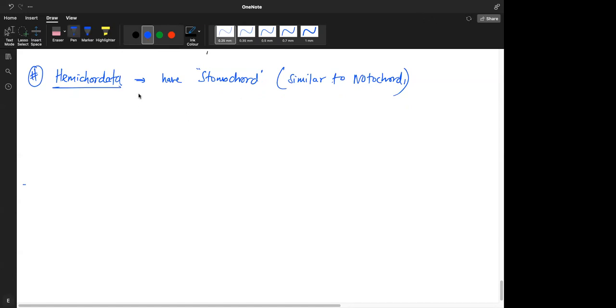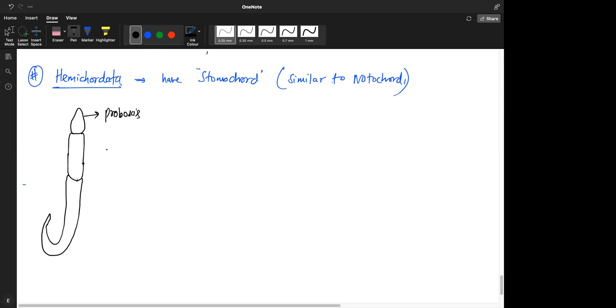Okay, so I was saying that hemichordates are not proper chordates because they don't have a proper notochord, but they have something called stomochord, which is a structure similar to notochord. Now in this phylum, you will see worm-like animals which have three major regions. One is the proboscis, then they have a collar region, and then they have a trunk region. So they are worms that look like this. This region is called proboscis. This region is called collar. Their body is distinctly divided into these three, and a trunk that follows like a tail.